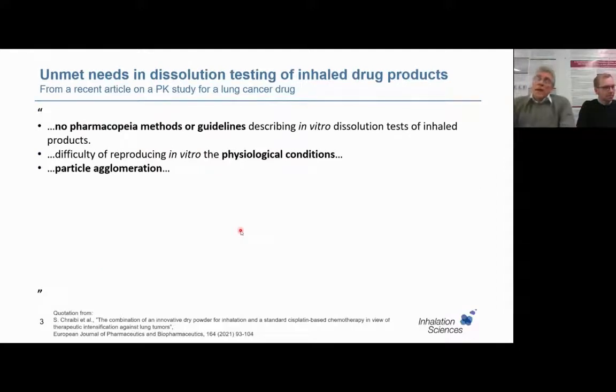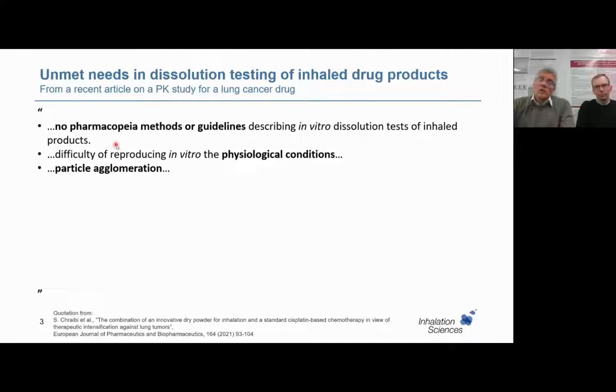Now, this introduction slide wants to summarize the overall issue with dissolution testing for inhaled drug products. This is a quotation from an article that came out recently this year. This article reports a complete PK study of a lung cancer drug in development, which was planned to be delivered as an inhaled drug. There is a paragraph in which the authors comment on the dissolution tests they performed. I just took some excerpts and highlighted some words in bold. I thought this is an excellent summary of all the problems there are today with dissolution testing of inhaled drug products.